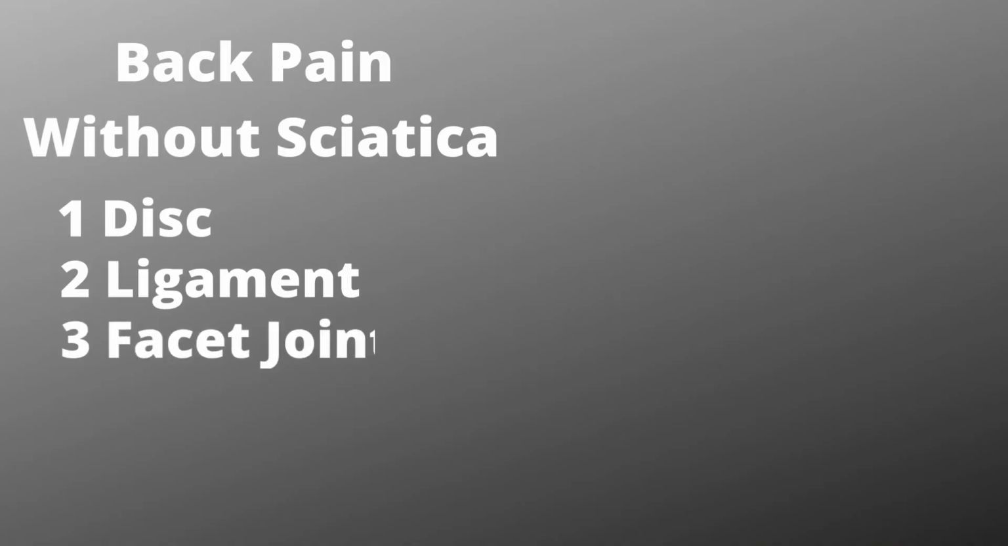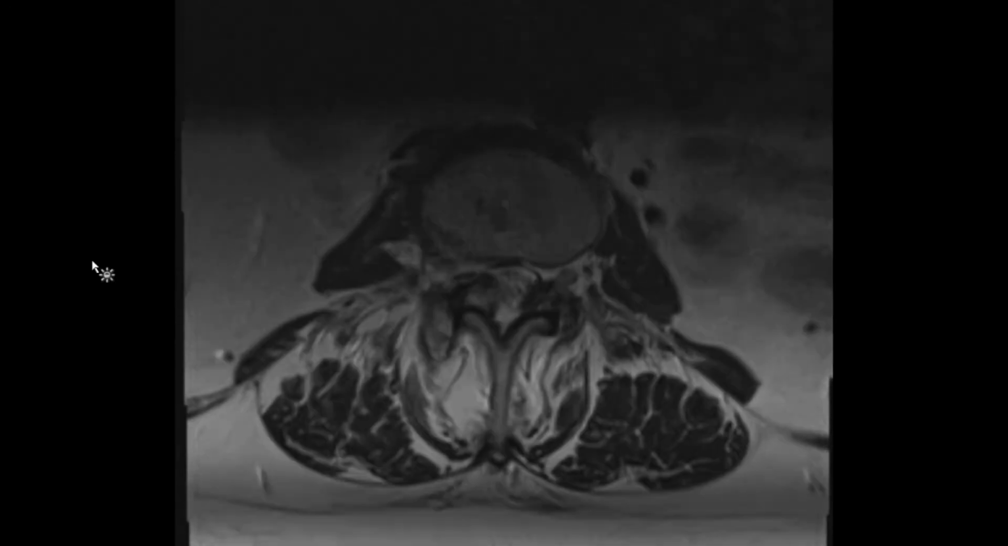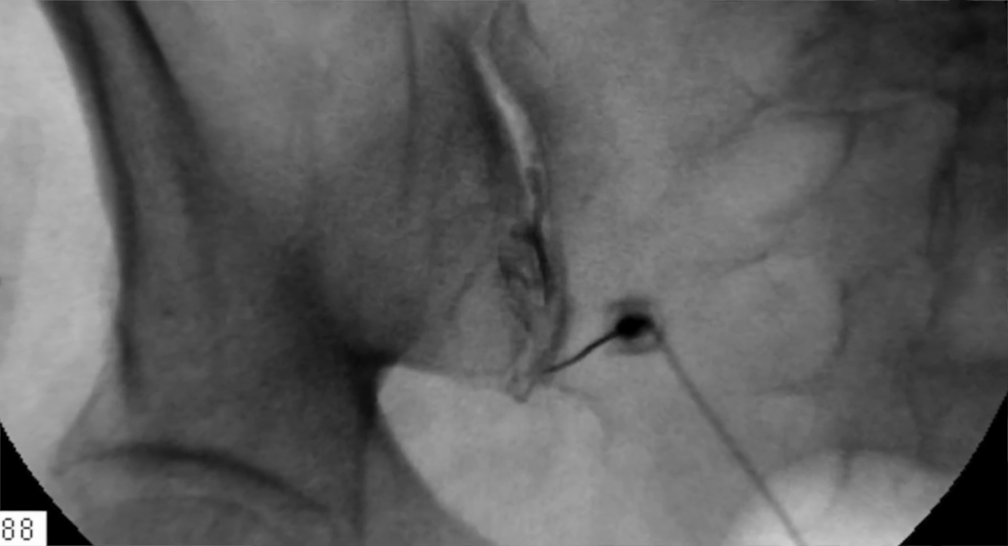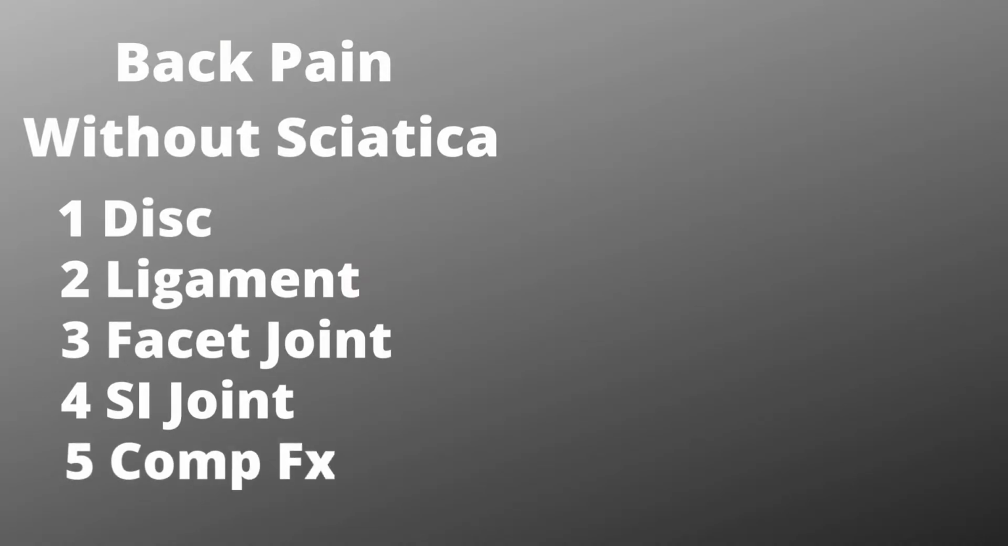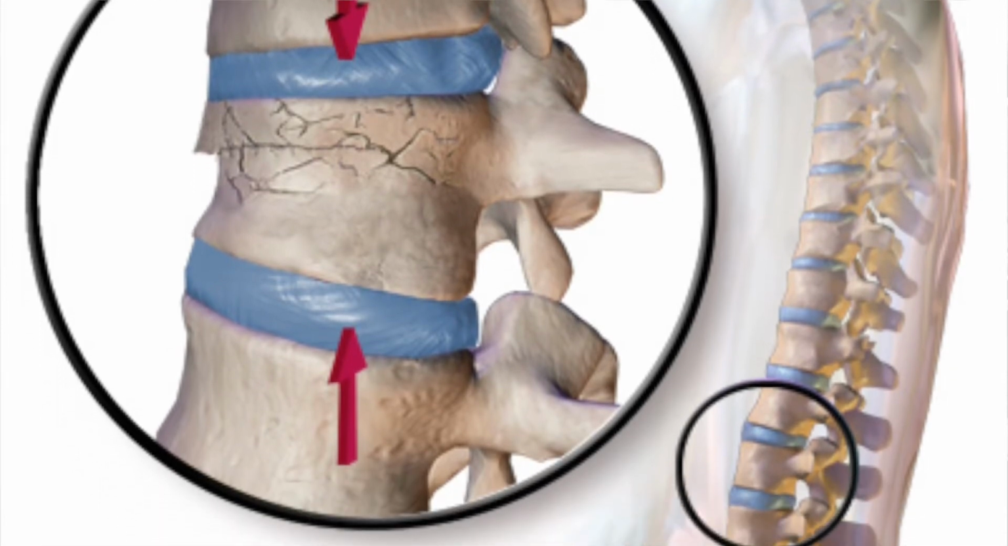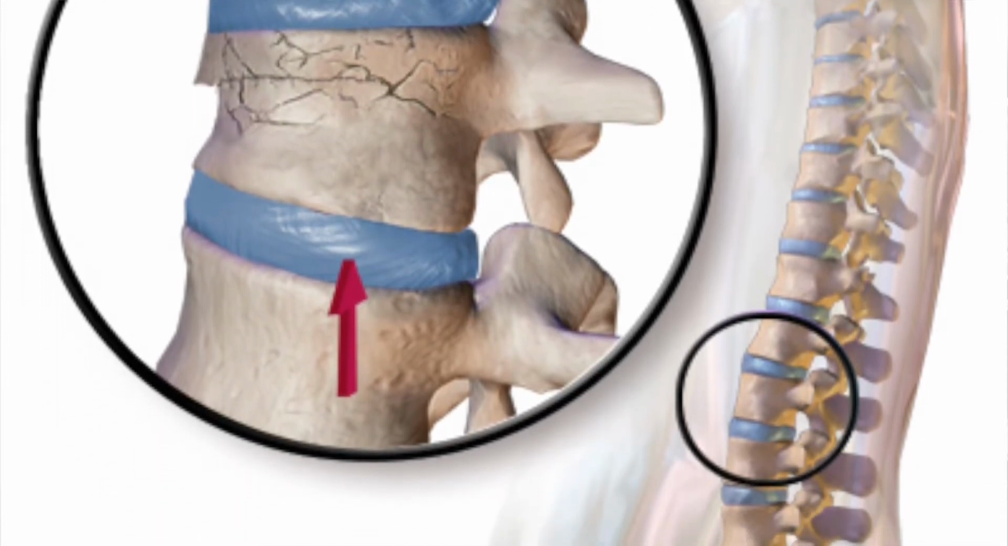Number 3 are the facet joints. These are joints that connect one vertebral level to another. They can become arthritic, they can become inflamed, they can become painful. Number 4 are the SI joints, or the sacroiliac joints. Like the facet joints, these can also become arthritic and painful and could cause pain in the back and more in the buttock region. Number 5 is a compression fracture, either from an injury or a fall, or even if someone has osteoporosis, you can have a spontaneous compression fracture and have pain right over that site.